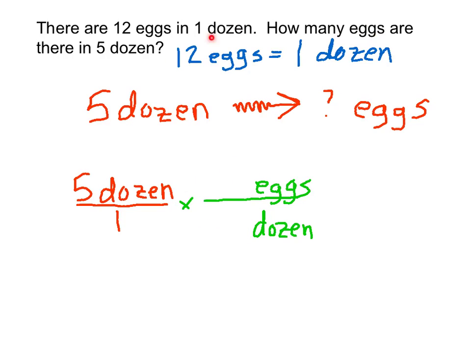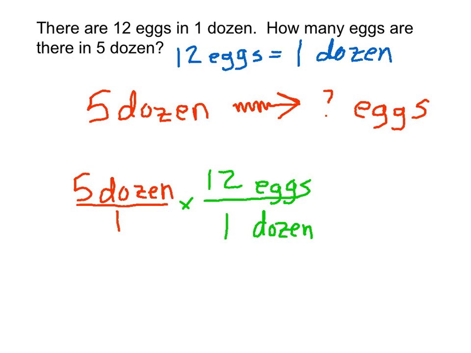This is the conversion factor that we're told. Well, 12 eggs is equivalent to 1 dozen. Notice this does not look like 1, but we are multiplying by a factor of 1 because this numerator and this denominator are equivalent. This ratio is equivalent to 1. We're just using different units.